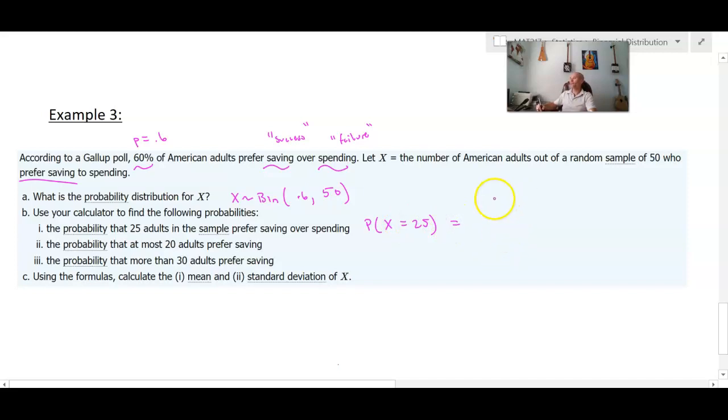And if we wanted to set this up, we would have n combination r. So from 50 people, how many different ways are there for 25 of them to prefer saving? Times the probability of those events, which will be P. In our case, 60% chance that you prefer saving 25 times, and then 0.4, which would be the probability that somebody prefers spending instead of saving, to the 25th power.